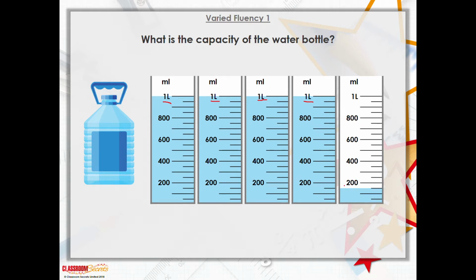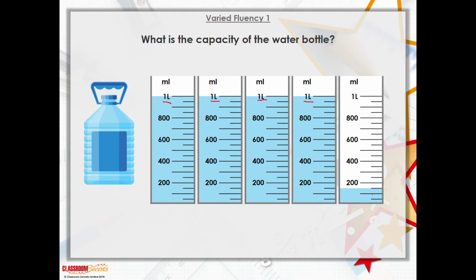We've got 200 mil here. Just like on the previous one, we need to think. We've got 1, 2, 3, 4 increments there to our first scale, so we know what it's going up in. We need to divide 200 by 4 to find out what each one of these is. If we do 200 divided by 4, we know that each one of these is worth 50. So each half is worth 50.